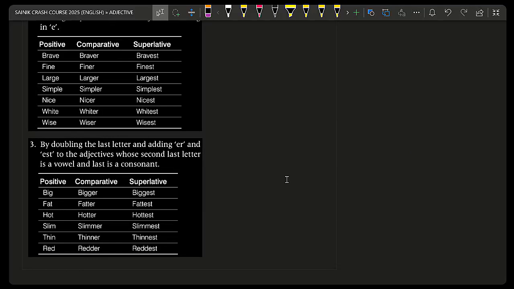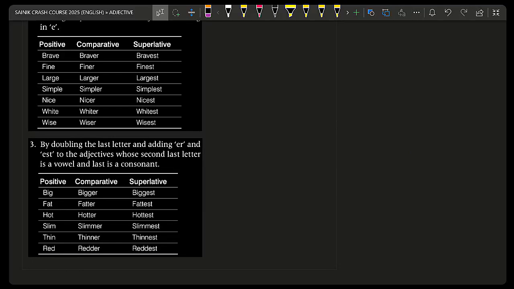So when we are writing comparative and superlative degrees, the consonant at the end is going to double itself. That is, G is going to repeat two times, GG. So you can see big, bigger, G repeated twice, and biggest. Fat, fatter, fattest. You can see T is the consonant, before that the vowel A is there, so the consonant is going to repeat two times. Fat, fatter, fattest. Hot, hotter, hottest. Slim, slimmer, slimmest. Thin, thinner, thinnest.